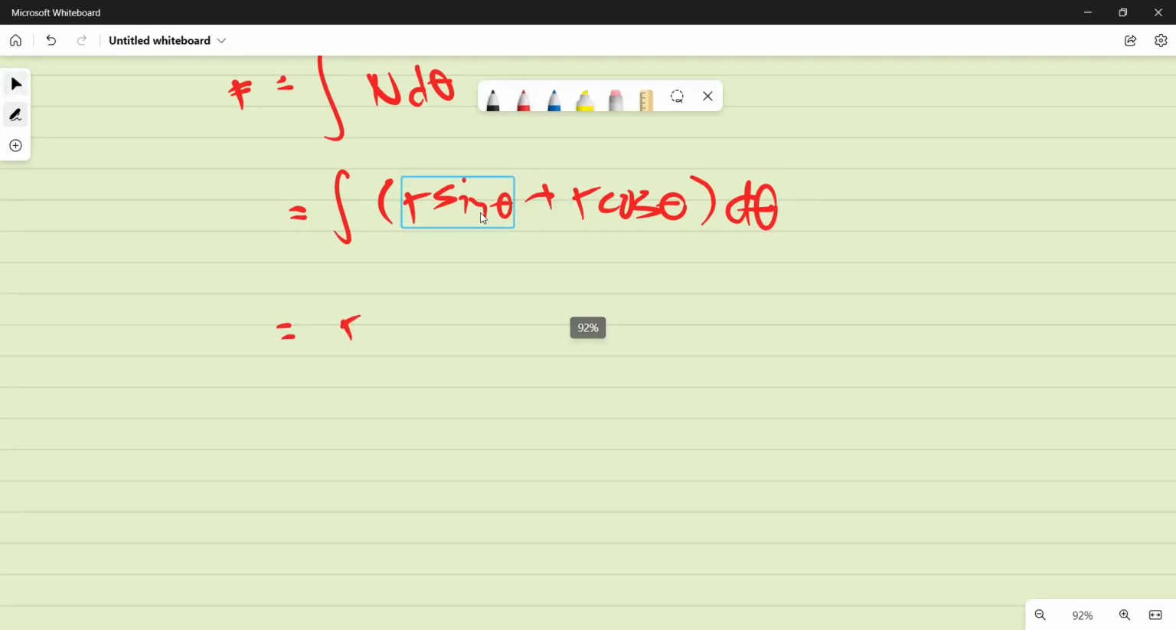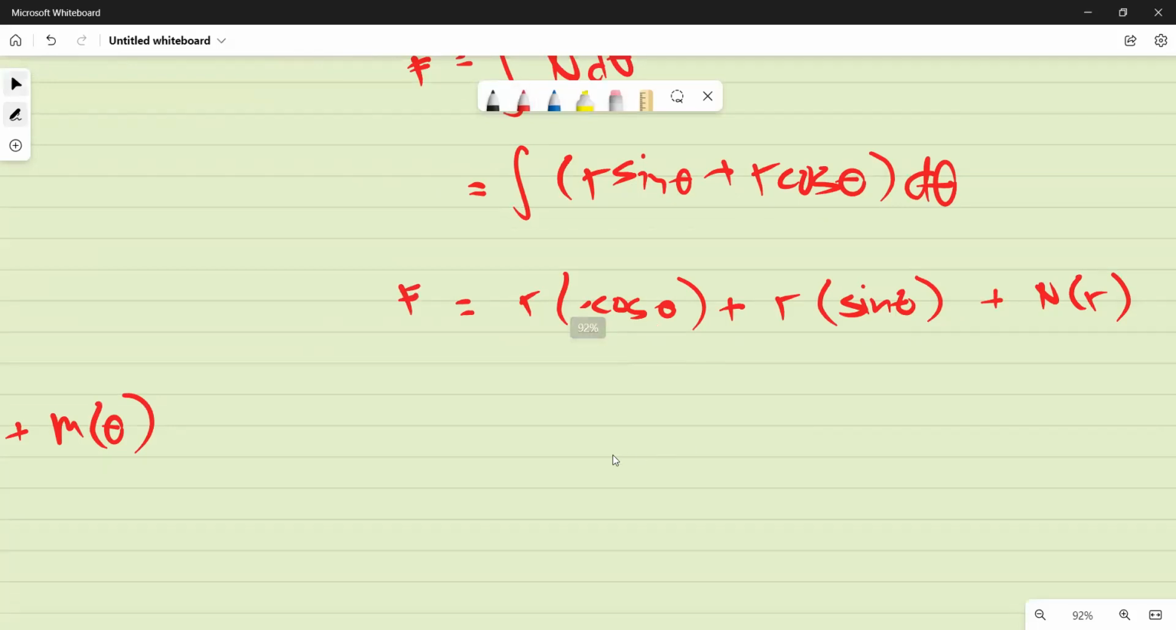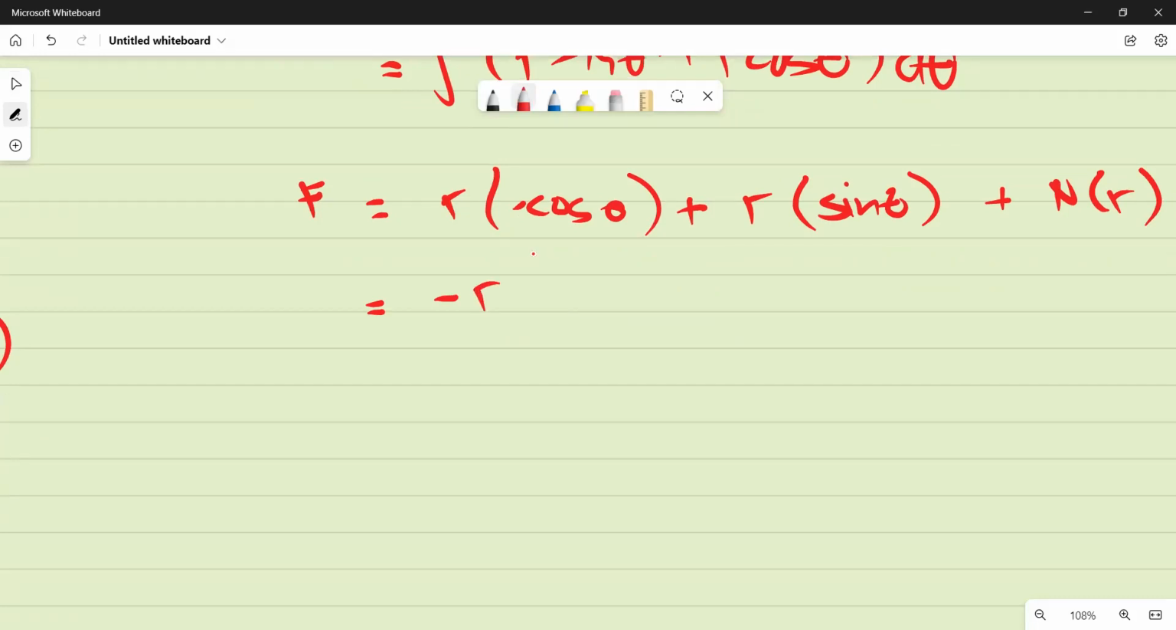So, ano ang integral ng sine? Di ba ang integral ng sine is negative cosine theta. Plus, as is ang r, then ang integral ng cosine theta is sine theta. We are integrating, no? And don't forget, yung ating N with respect to r na constant. And this is our next f. And since, simplify muna natin to, pwede natin isulat yan as negative r cosine theta plus r sine theta plus n of r.